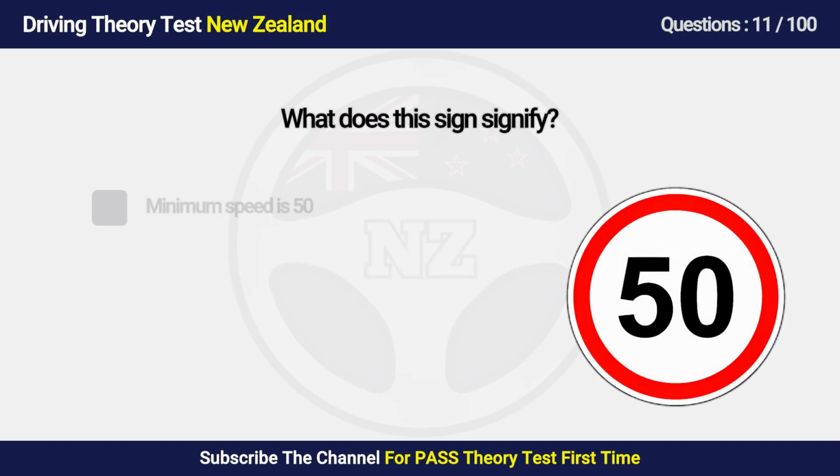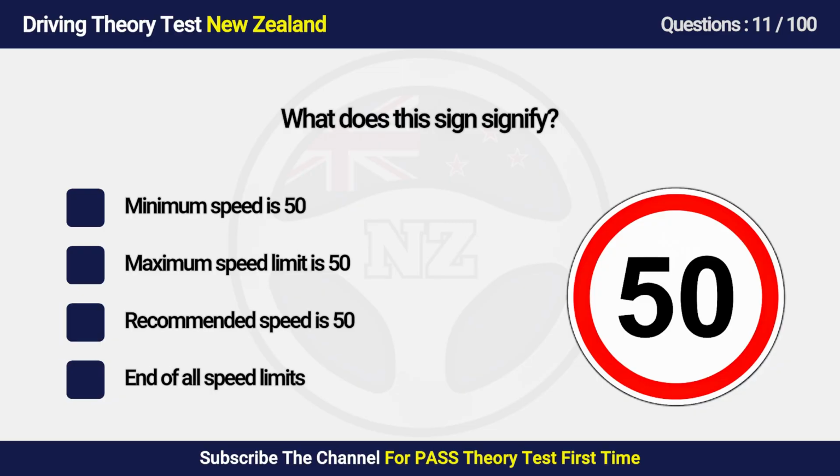Question 11. What does this sign signify? A. Minimum speed is 50. B. Maximum speed limit is 50. C. Recommended speed is 50. D. End of all speed limits.